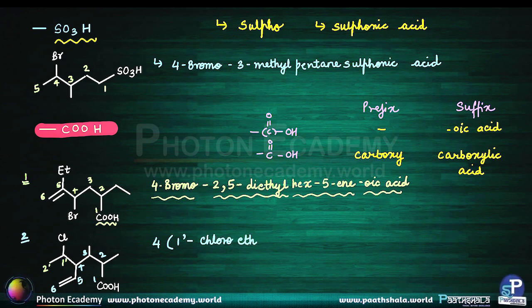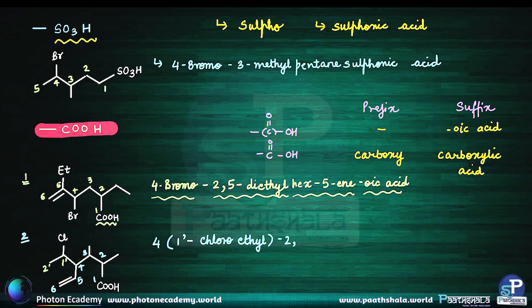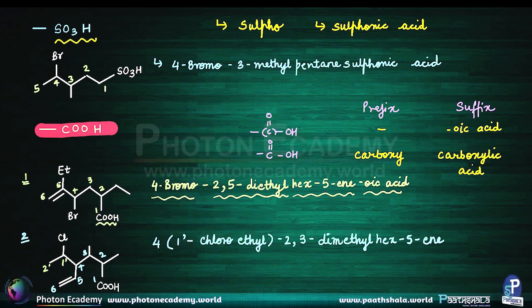ethyl, and then we have 2,3 dimethyl, then we have hex 5-ene oic acid. So this is the name of the compound.